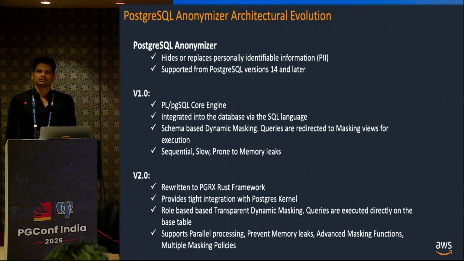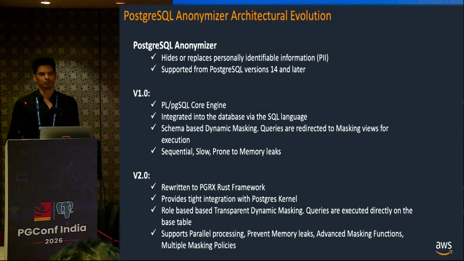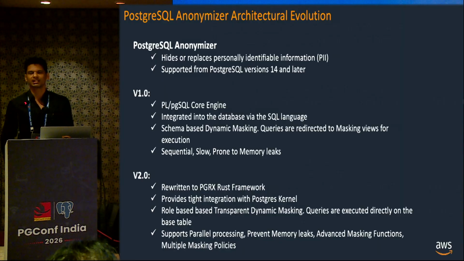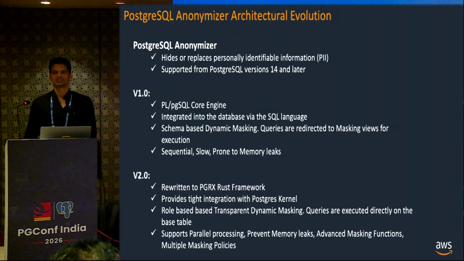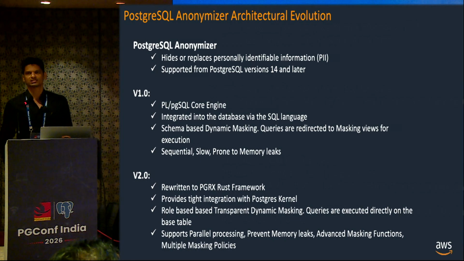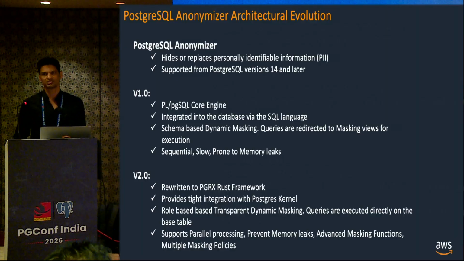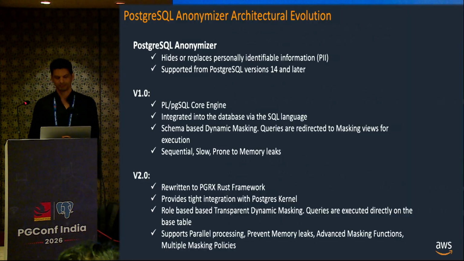So understanding the security risk involved in version 1, the PG community has completely rewritten this engine in version 2 using the Rust framework. This Rust framework provides tight integration with your Postgres kernel, and it makes the extension part of the Postgres core engine itself. Because now it's part of the Postgres core engine, it is able to manage the background processes and shared memory, making it significantly fast and safe.